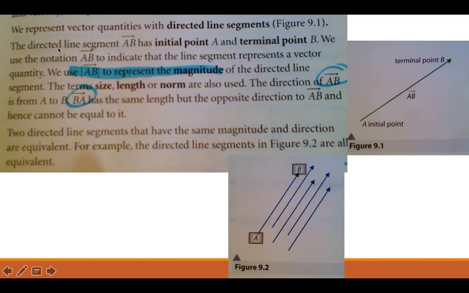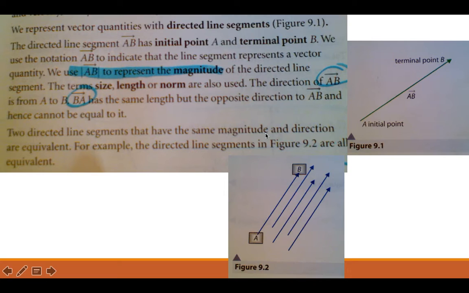Some of the things I wanted to talk about here is that a vector is represented using a directed line segment. That means this right here. So the vector AB begins at A and ends at B. The vector BA is not the same thing as AB. Sometimes we put bars around vectors, and that is to represent the term magnitude. Magnitude, from the vocabulary section before, means size or length. Size, length, norm, sometimes used to talk about magnitude. The direction of AB is from A to B. B to A is not the same vector because it has a different direction.